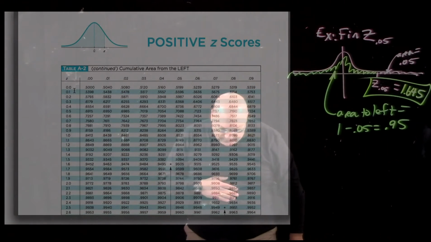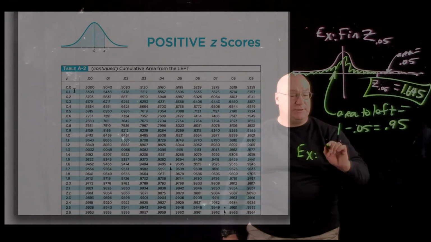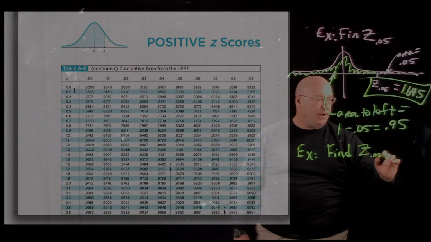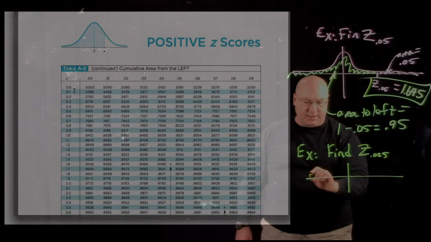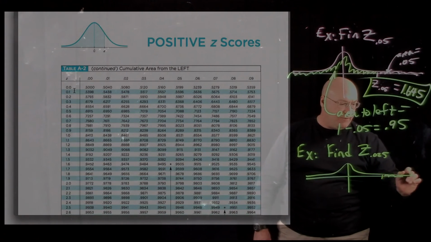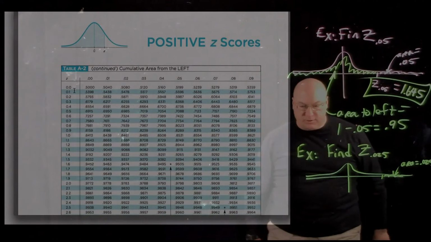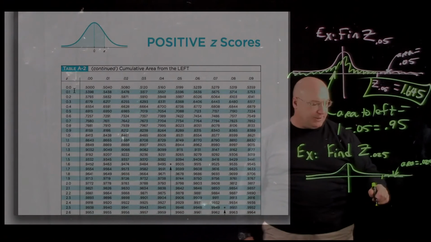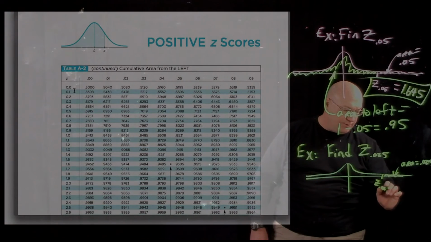Next one, find z of 0.025. So find z sub 0.025. All right, it's almost the same picture, right? It's just that now I'm going way out here, and I only have area equals 0.025. And I just ran off, but it's 0.025 right there, correct? So this z-score here is z 0.025.